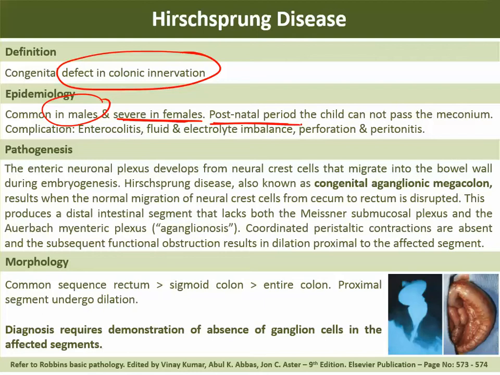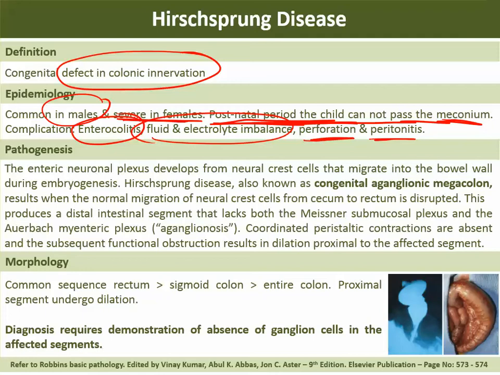In the postnatal period, the child cannot pass the meconium. Usually, after the child is born, the first feces of the child is called meconium. The child cannot pass the meconium, so the child cannot defecate. Complications will lead to enterocolitis, fluid electrolyte imbalance, perforation and peritonitis.